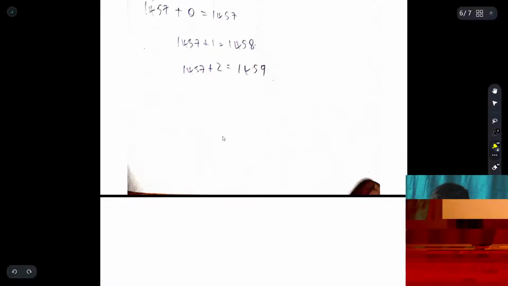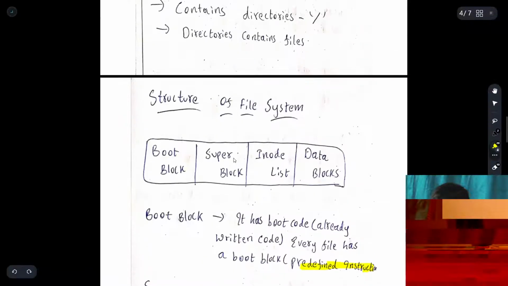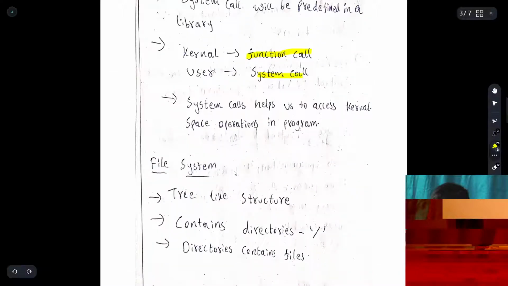So this is all regarding the systems, subsystems, and then file systems, or the architecture of the Unix operating system. Thank you.